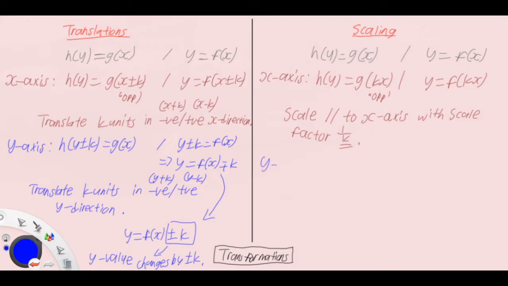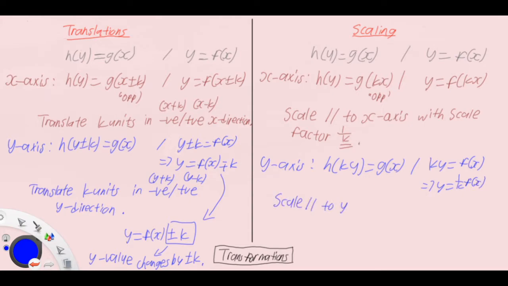Same idea for the y-axis. h(ky) = g(x) or ky = f(x), which can be rewritten as y = f(x)/k, or 1/k times f(x). Similar phrasing: scale parallel to the y-axis with scale factor 1 over k. Now for y = (1/k) f(x), you notice that the scale factor is basically whatever constant you multiply to the f(x). So if y = 2f(x), the scale factor is simply 2.